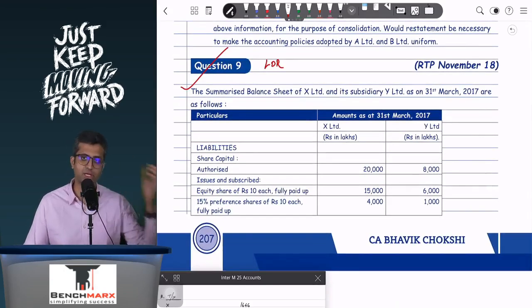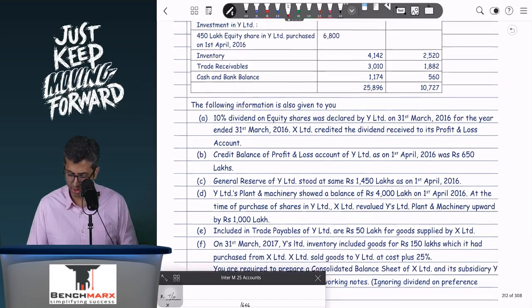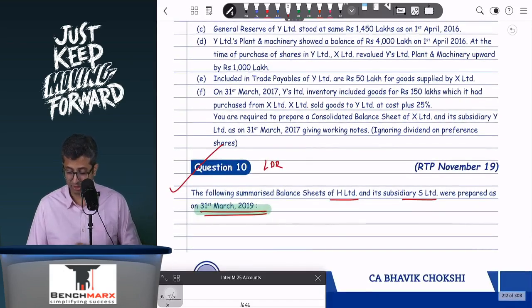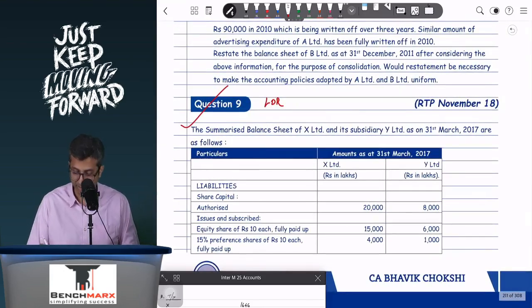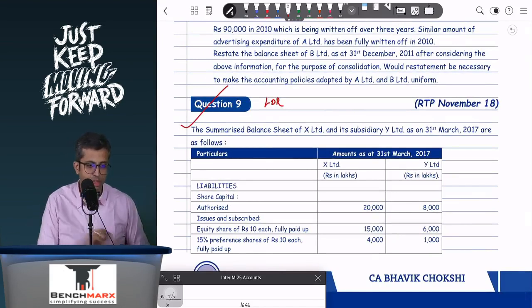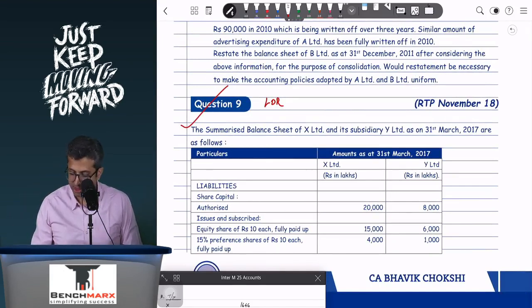Where you have the dividend adjustment, fair value adjustment, a lot of adjustments are there over here. There's also some preference shares over here. So we'll see what is to be done with the preference shares. So let us review question number 9, please. So let us review this. The summarized balance sheet of X and its subsidiary Y as on 31st March 17 are as follows. So you have the balance sheet.